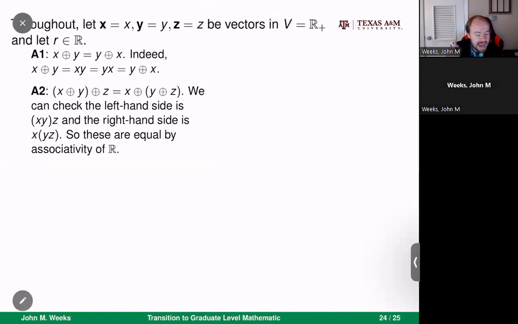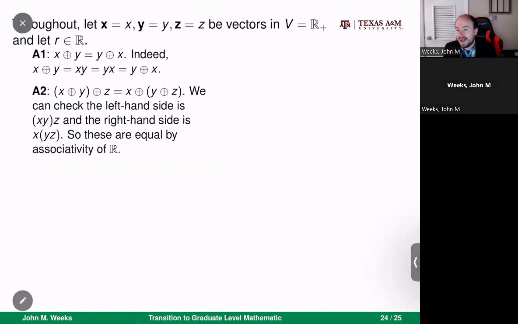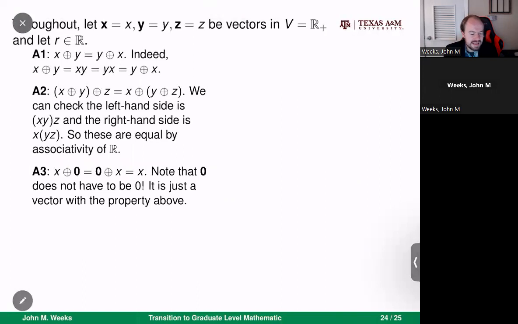So that's A1. A2 says, can I add associatively? I sure can. Nothing wrong with associativity in the real numbers. So that does work for me. A3 says, can I find a zero vector? Here is our first real stumbling block. Can I find a zero vector for this vector space?